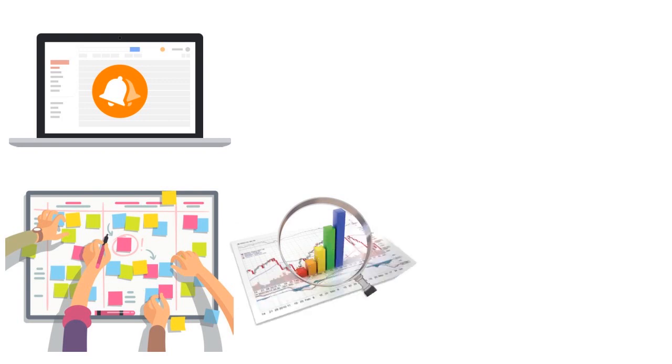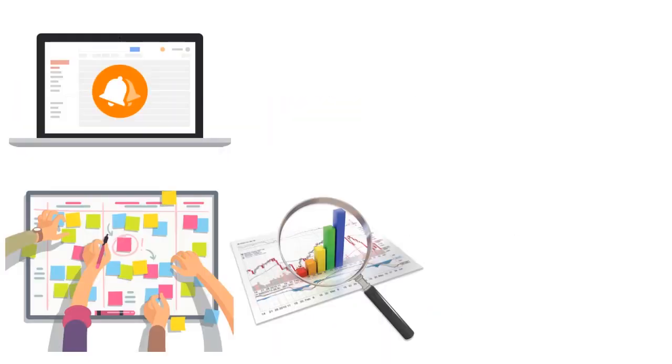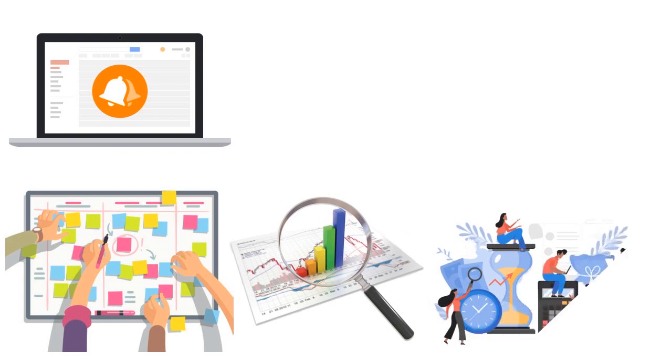So if you really want to tap into advanced features on Monday.com, especially when it comes to things like financial reporting and financial forecasting, you might have a steep learning curve. And time tracking is only available in the Pro account. So if you want to access more advanced features, you're going to have to pay more.